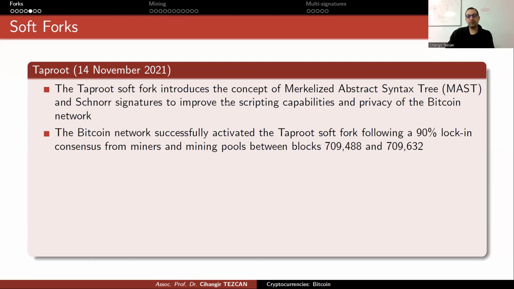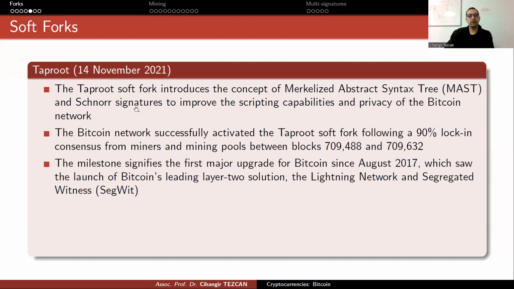But before that, I think the upgrade was announced in May. Around June or July, we had the 90% lock-in. So compared to November, we knew that it was going to happen. The milestone signifies the first major upgrade for Bitcoin since August 2017, which saw the launch of Bitcoin's leading layer 2 solution, the Lightning Network, and segregated witness.